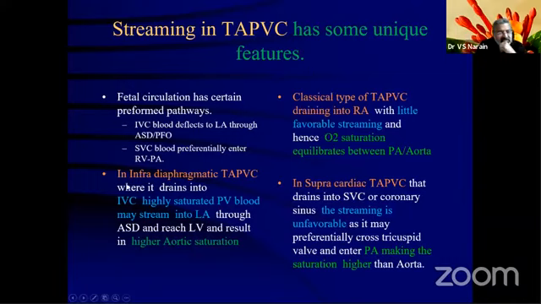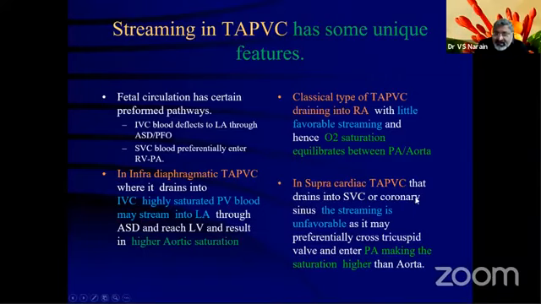Now what happens with the infradiaphragmatic variety? The IVC blood is highly saturated because it is coming from the renals, and the renals do not extract that much oxygen. So the oxygen saturation in the IVC is higher than that in the SVC. And this saturated IVC blood preferentially goes into the left atrium. And therefore, when it goes into the left atrium, it reaches the aorta, and this is more saturated.